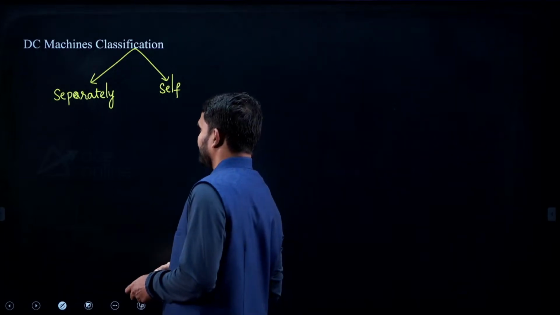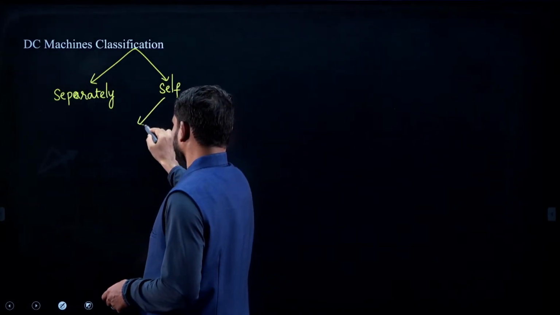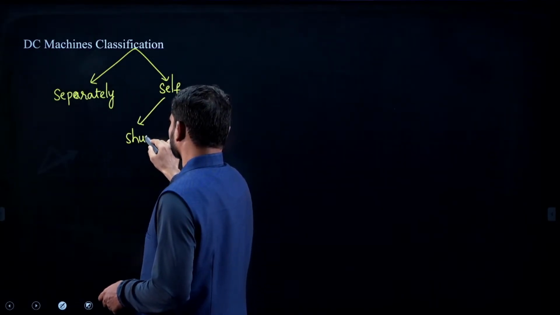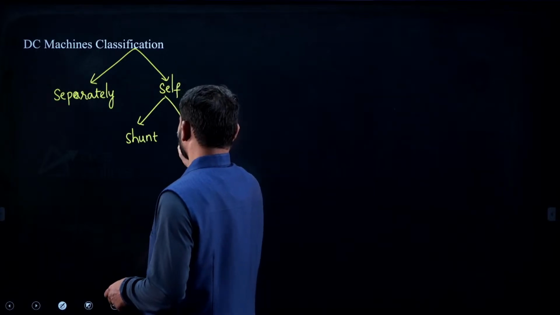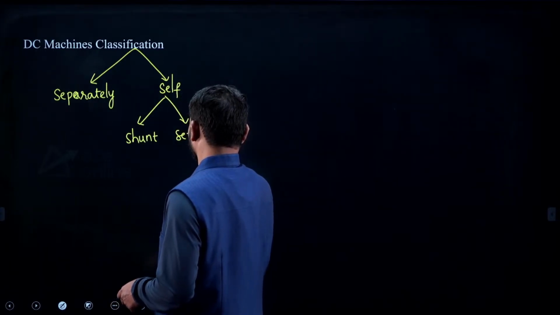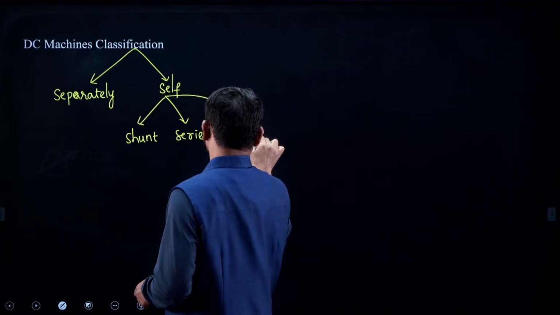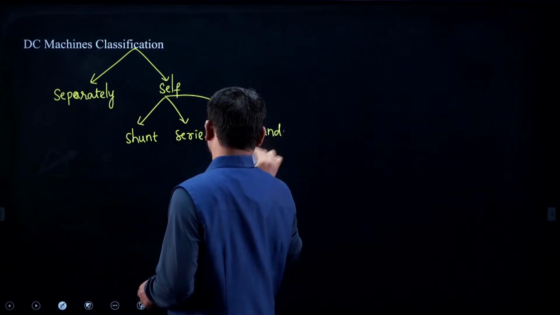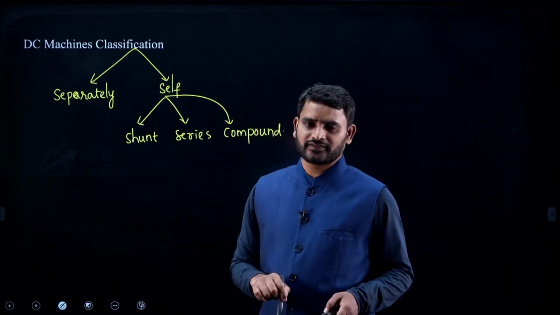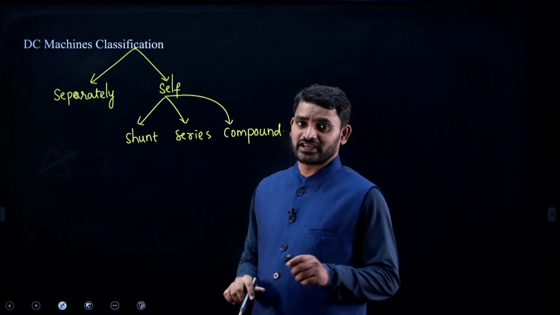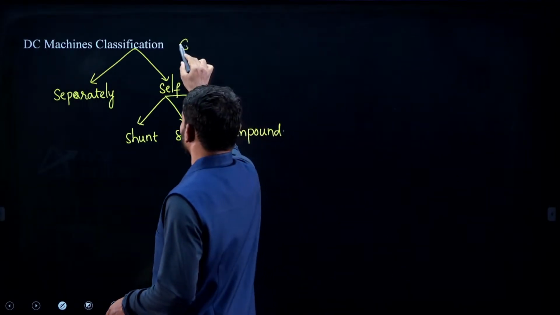Okay. Right. So, let me write them: shunt, series and compound. Okay. So, these are the classifications of the DC generators, strictly speaking generator.